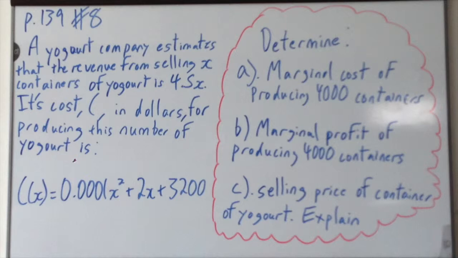Alright, so today we're gonna work on a finance problem. We're given a cost function and a revenue function, and using those, we're gonna find the marginal cost and marginal profit of 4,000 containers, as well as the selling price of one container.